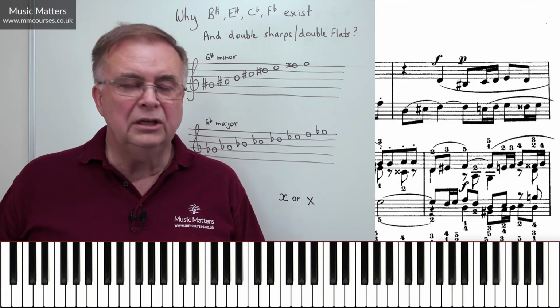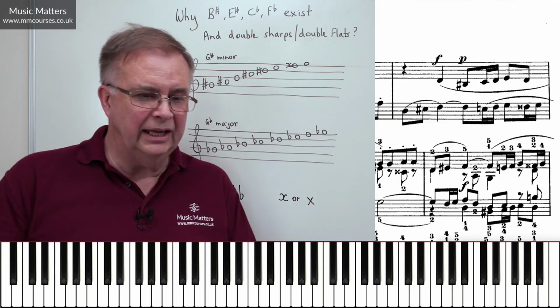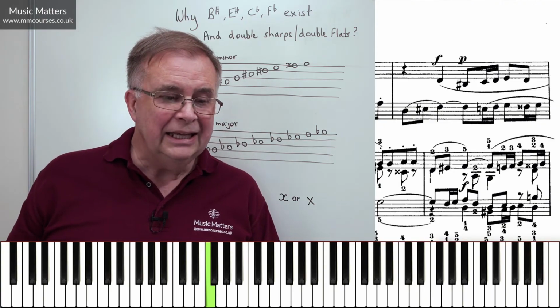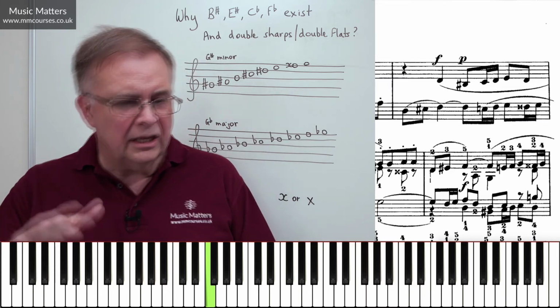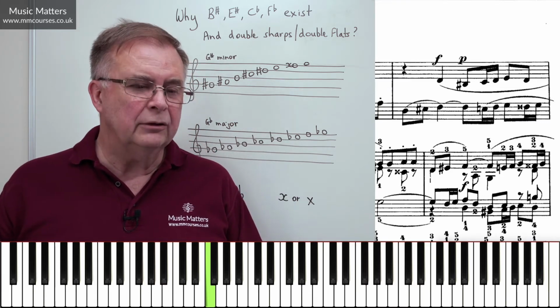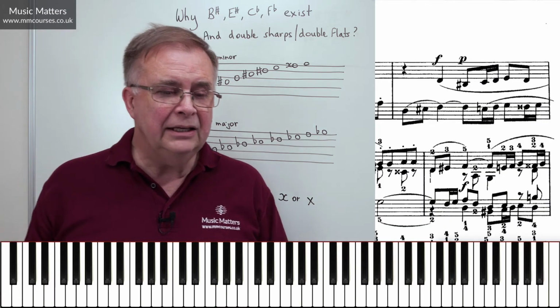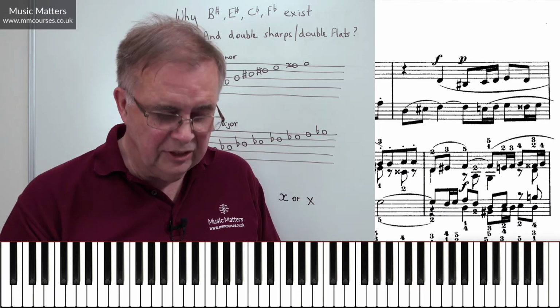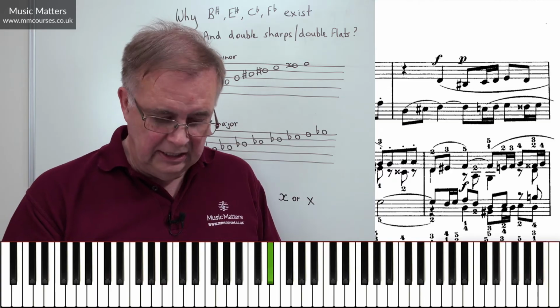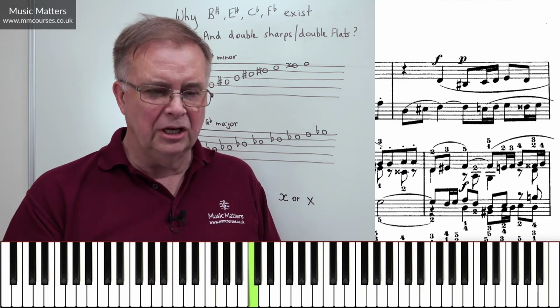Because F doesn't belong to this key, to this scale. So this one is an E sharp in this case. We've slightly moved to a different scale for a moment there, but that's E sharp rather than F. And then in the right hand, the first note of the right hand is D sharp. The 2nd note is a B sharp.